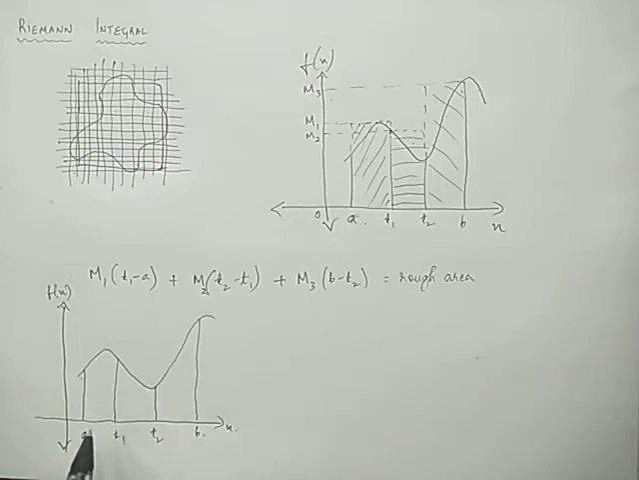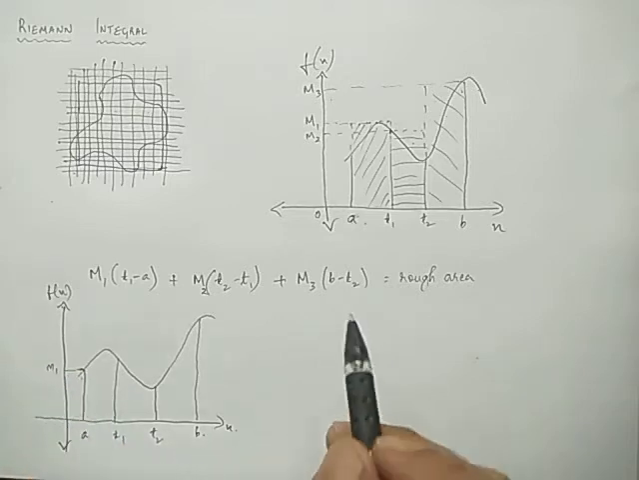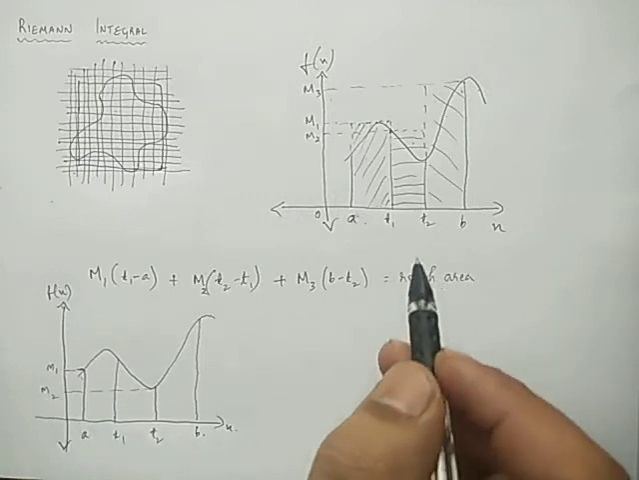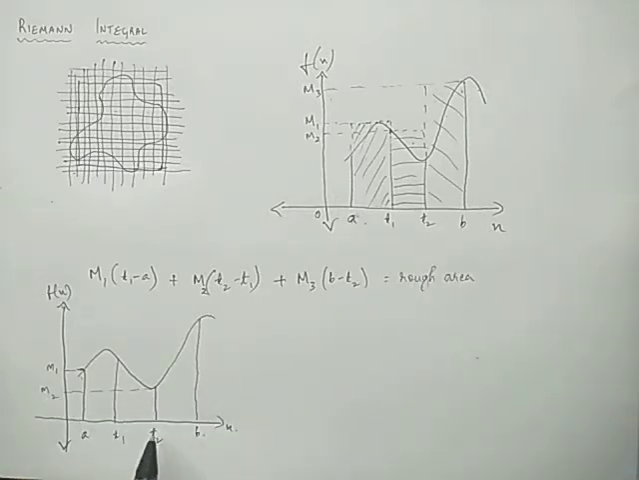Now I call the minimum of f of x in this interval m1. Here we have the minimum, small m1, and the minimum of f of x in this interval is here, m2, and the minimum in this interval is here, m3.